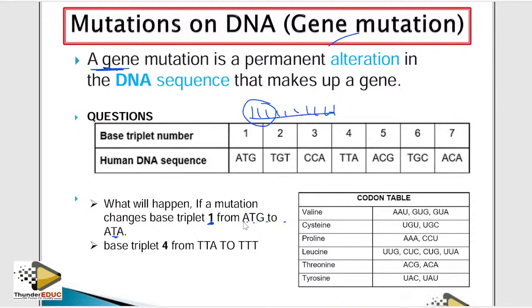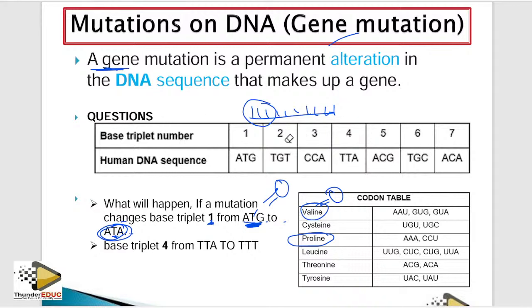So if the mutation occurs, and this codon codes for a specific amino acid, for example valine, and after the mutation has changed, this also codes for the same thing, which is valine, then automatically the protein will not change. But if now this is coding for valine, and after this one has changed it is coding for proline, then automatically the protein is going to change. But how do I identify that this has changed, and this is not changing? All right, let's see it.